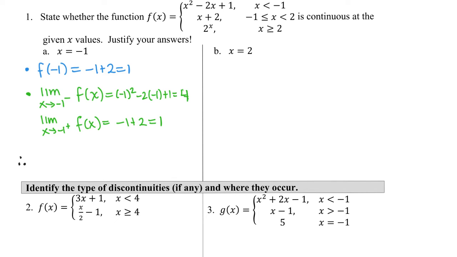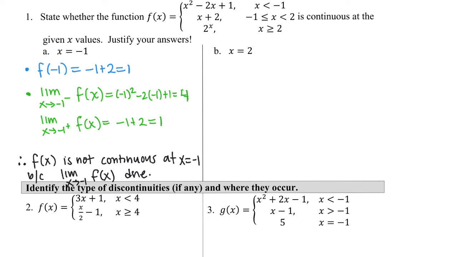So since the limit as x approaches -1 does not exist, we can prove that f of x is not continuous at x equals -1, and the reason is because the limit as x approaches -1 of f of x does not exist.